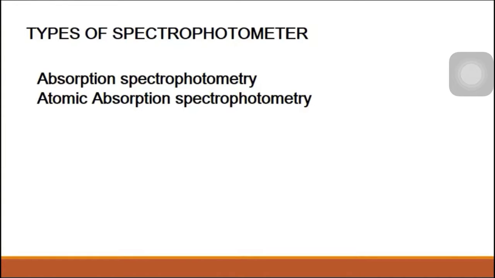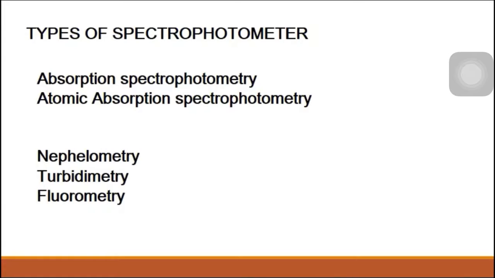Now we also apply nephelometry, turbidimetry, and fluorometry as miscellaneous applications in the laboratory. Nephelometry is a method of measuring concentration in terms of light energy scattered in a forward direction by small particles in a solution. In nephelometry, the intensity of the scattered light is directly proportional to the number of particles in a solution.